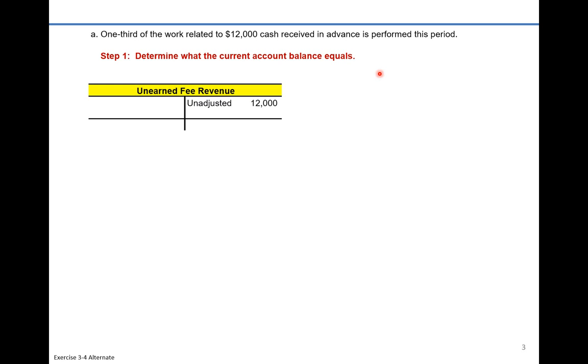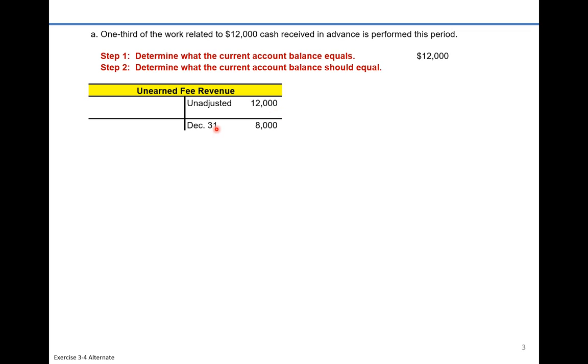It says 1/3 of the work related to $12,000 cash received in advance is performed in this period. So that $12,000 cash received in advance, where was that likely recorded? And what's going to happen now that 1/3 of it's used up? Initially we credited the account called unearned revenue for $12,000. That's when we got the money. We're liable to perform these services for them in the future. So step one, determine what the account balance should equal.